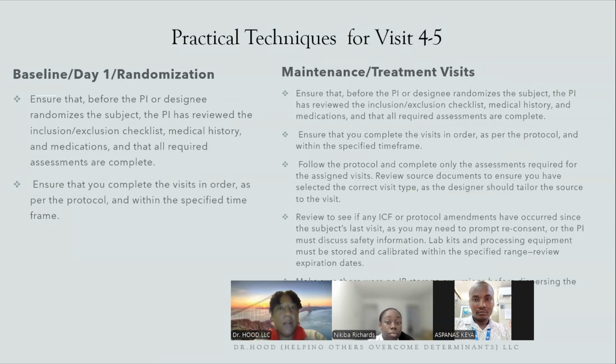Okay, so practical techniques for visits 4 and 5. Just ensure that before you randomize the subject, the PI or the designee has reviewed the inclusion checklist, medical history, that sort of thing. Ensure that you complete the visits in order as per protocol. Some protocols say we want the vitals first, the EKG next, the labs last, and then we want you to administer the medication.